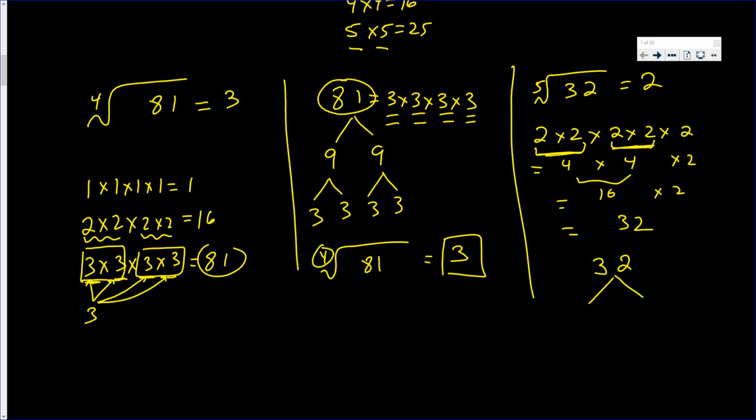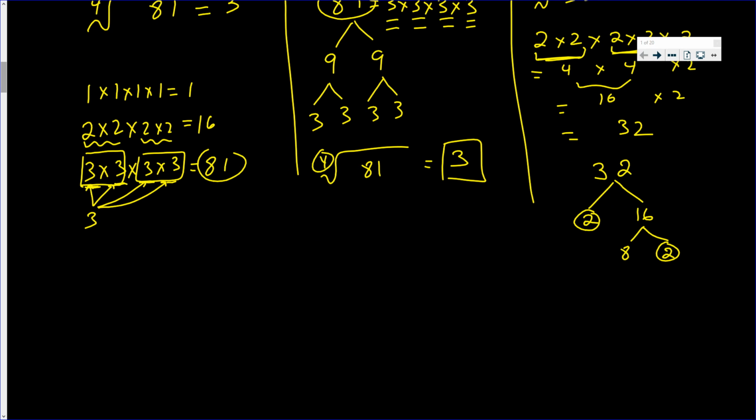Here, we kept multiplying. Here, we're really factoring. Or unmultiplying. 32 is 2 times 16. Or 8 times 4, however you like it. 2 is prime. 16 is 8 times 2. Or 4 times 4. And 8, well, you know what? I know 8. It's 2 times 2 times 2. If you insist, we can say it's 4 times 2. But then I get the other two twos. So let's see. 32 is 1, 2, 3, 4, 5: 2 times 2 times 2 times 2 times 2.